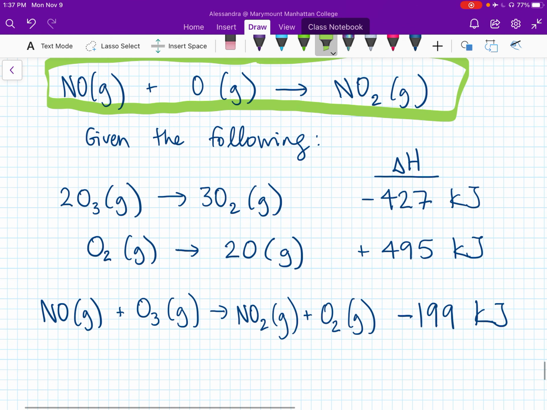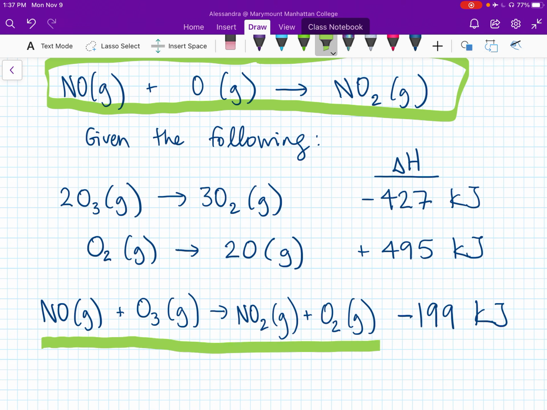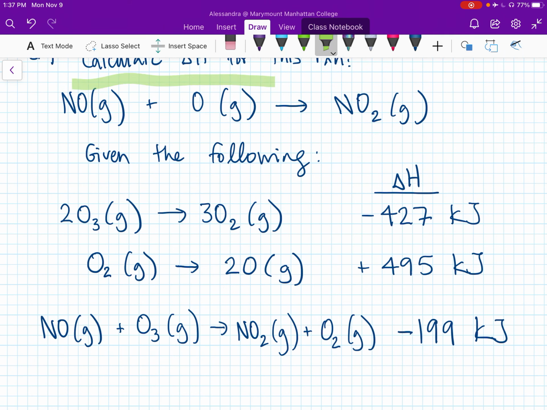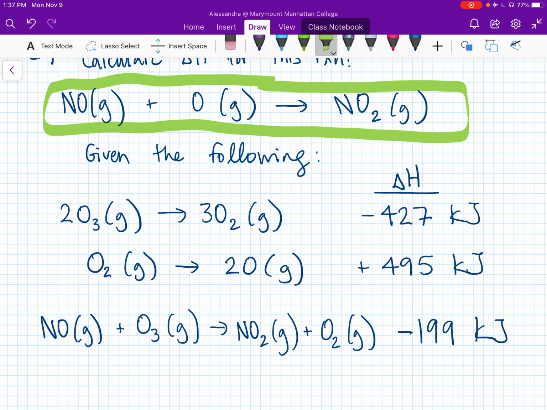Oops, we have one more given, sorry. Nitrogen monoxide plus ozone react together to give nitrogen dioxide plus oxygen, and the delta H for that is minus 199 kilojoules. All right, so we're probably going to need all three of these reactions to get the desired reaction. Now, what you have to do is look at your desired reaction. Okay, that's this reaction up here. And then manipulate the given reactions to end up with the reaction that you desire.